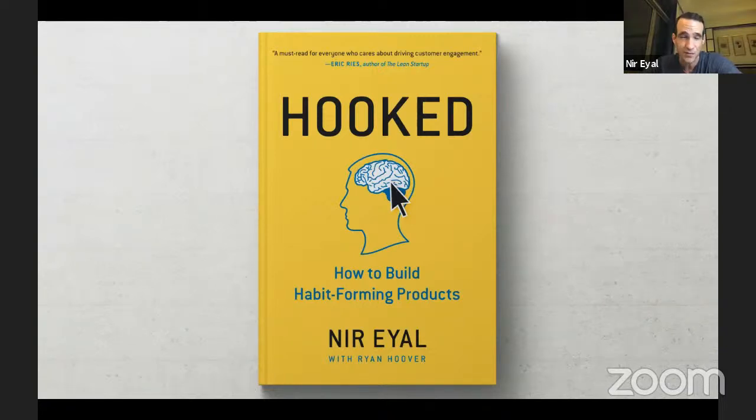I'll give you a few examples real quick. Companies like Kahoot, the world's largest educational software, use the hook model to get kids hooked to learning. Fitbod uses the hook model to get people hooked to exercise. Companies like the New York Times use the hook model to get people hooked to engaging with their local news.